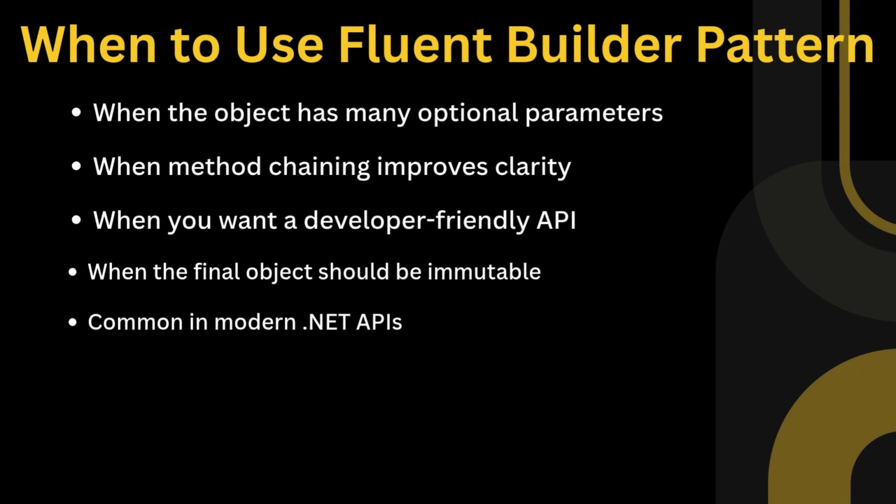You'll want to use this when your object has a mix of required and optional values, and you don't want to pass everything into a constructor. It's great when you want your API to be intuitive and easy to use. And it works really well with immutable objects, where you only set the values once and never change them again. This style is common in .NET. You've probably seen it with things like DbContextOptionsBuilder, WebHostBuilder, or even StringBuilder.